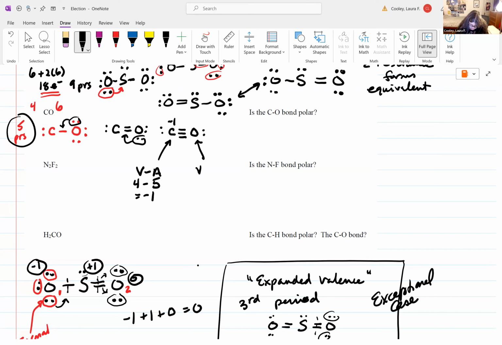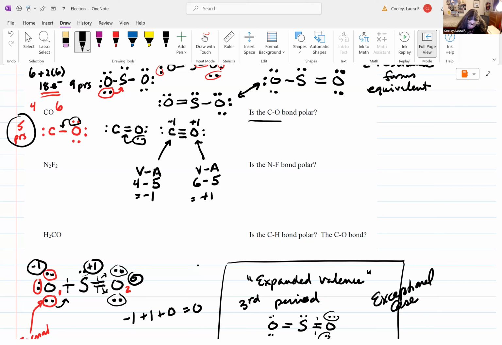Here, valence minus actual. Actual is again 1, 2, 3, 4, 5. But it's 6 minus 5, which is +1. And there's really nothing you can do about it. And notice those charges add up to 0, which they should, because carbon monoxide is a neutral molecule.